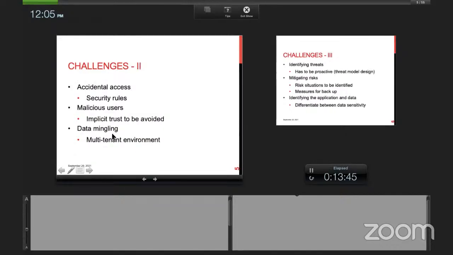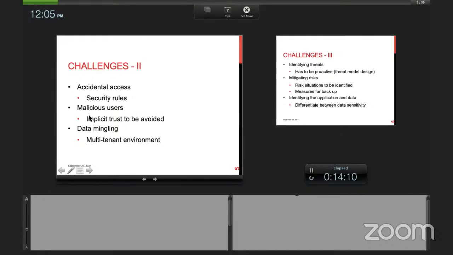Then comes the access. Since the data may be anywhere, anybody may try to access it, or even by accident, somebody who is not the correct recipient of the data may access it. So you have to have some rules guarding the access of the data.